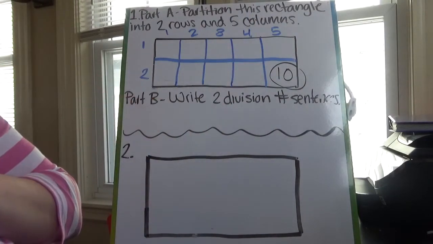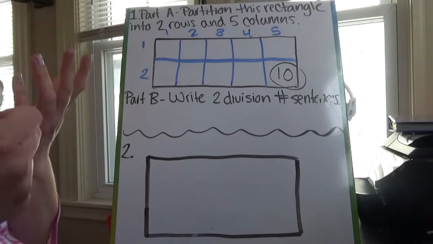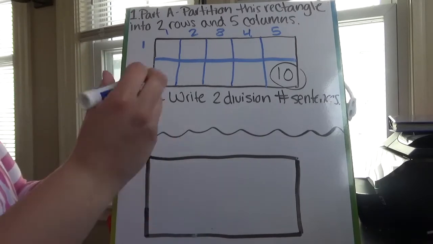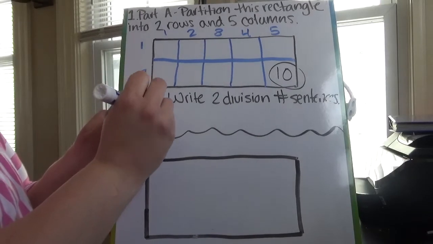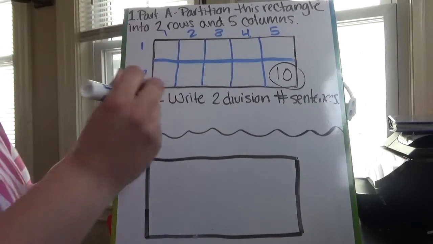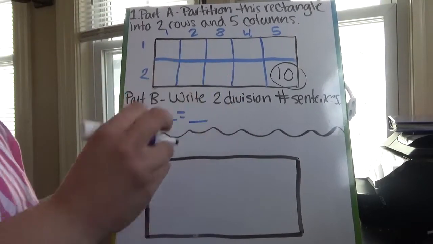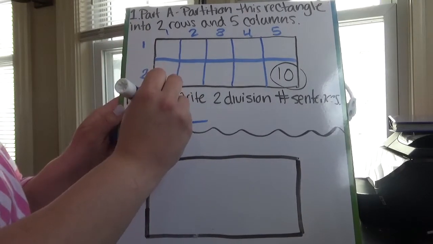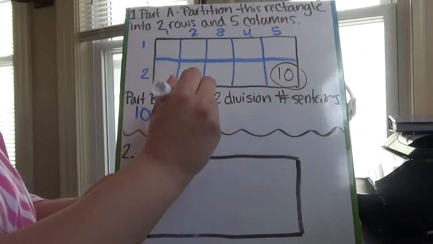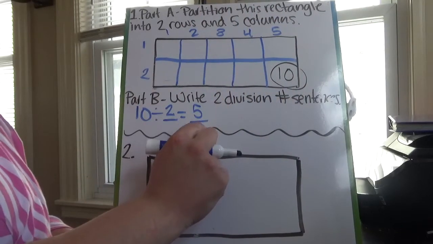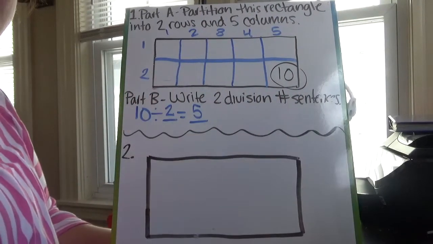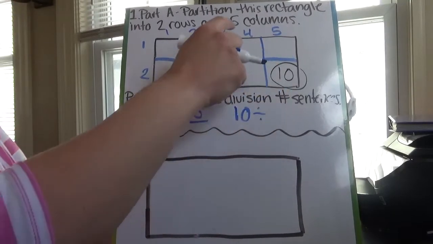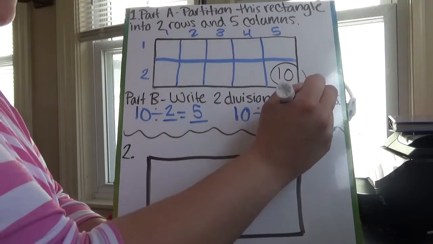Now I have to write 2 division number sentences. If I know that my total is 10, that means I need to start both number sentences with 10 divided by something equals something. 10 divided by 2 is going to get me 5. 2 rows, 5 columns. The other number sentence I could write would be 10 divided by 5 columns equals 2, my 2 rows.